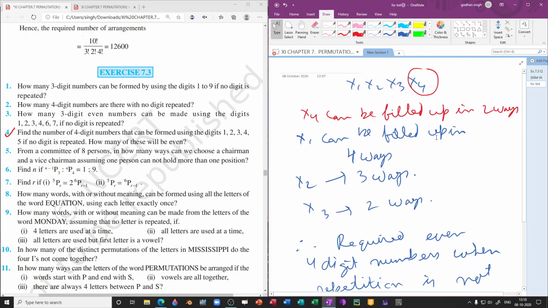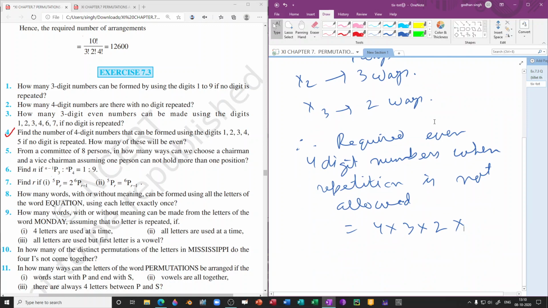Here we have seen that x4 can be filled up only in 2 ways, so into 2. So this will give us 4 into 3 is 12, 12 into 2 is 24, 24 into 2, that is 48. So the number of 4-digit numbers possible by using the digits 1, 2, 3, 4 and 5 is 48.